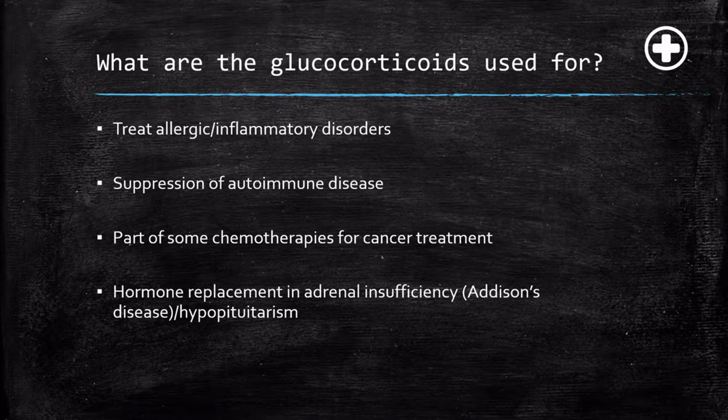And they're used in hormone replacement therapy in adrenal insufficiency, Addison's disease. Addison's disease is where the adrenal glands essentially don't work at all, and so the cortisol needs to be replaced and the aldosterone needs to be replaced. The cortisol is replaced by a glucocorticoid, usually hydrocortisone, and the aldosterone is replaced by the mineralocorticoid fludrocortisone, as we've just looked at. In addition to Addison's disease, glucocorticoids can also be used in hypopituitarism.